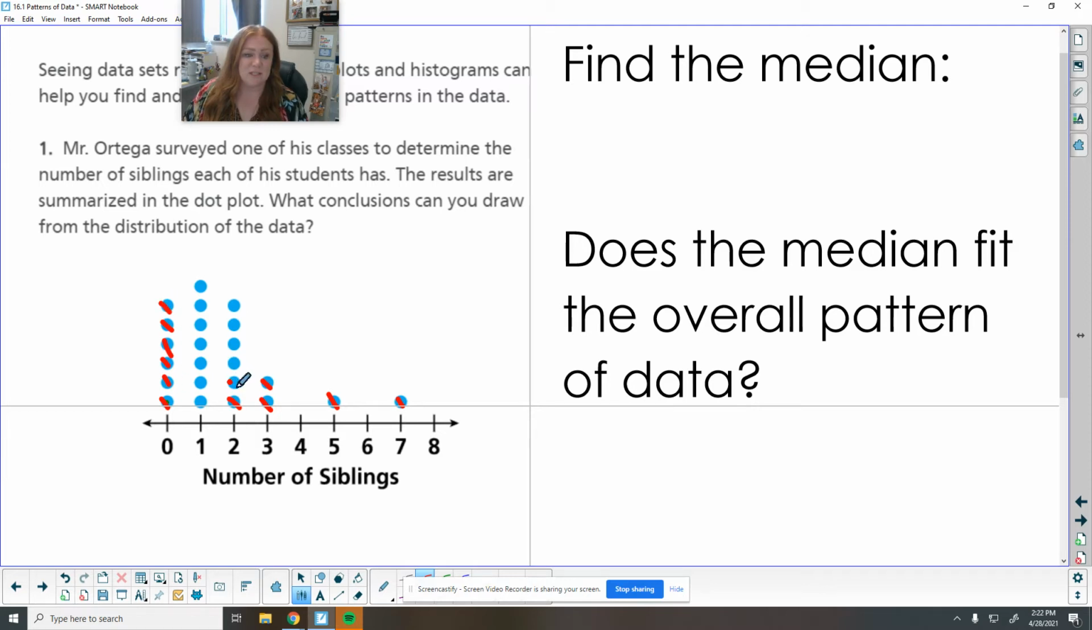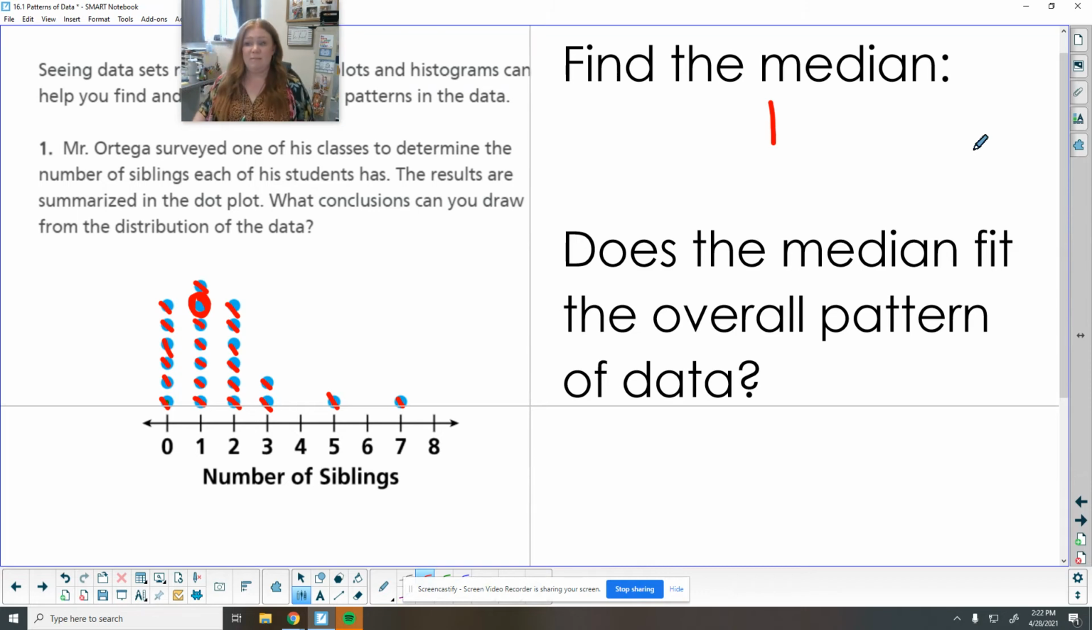So 0 matches to 2. So I've used all my zeros. So now 1 matches to 2. 1 to 2, 1 and 2, 1 and 2. So now I'm at 1 and 1. So I'm left with 1 as the median.